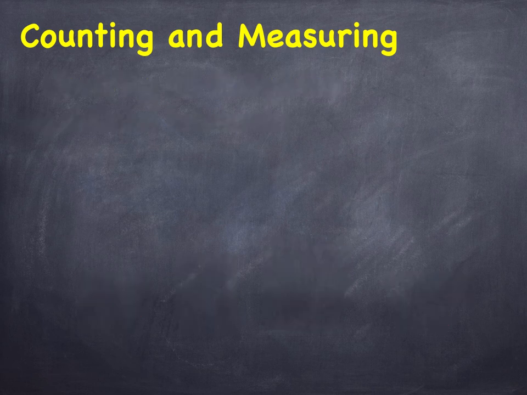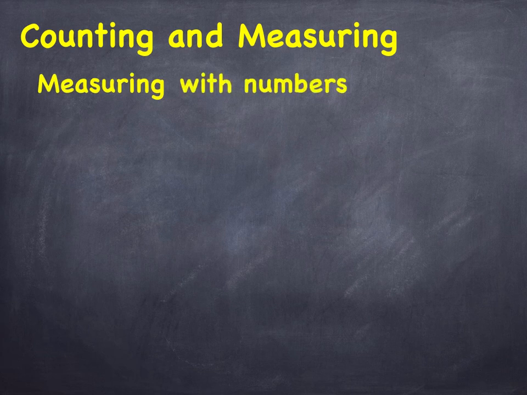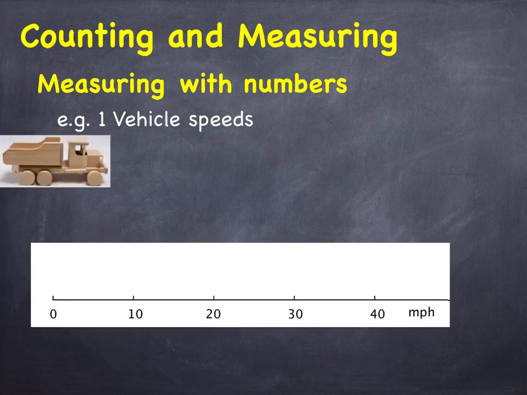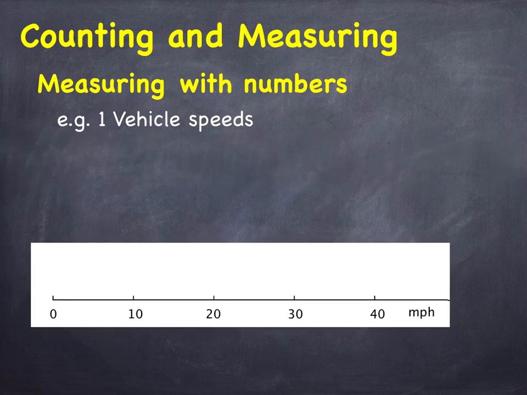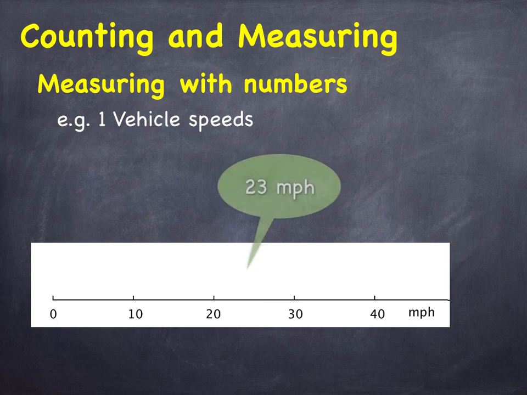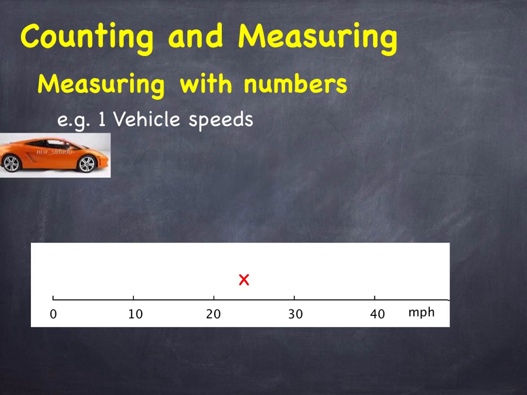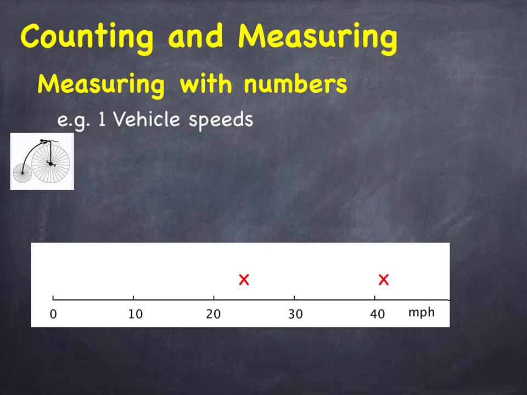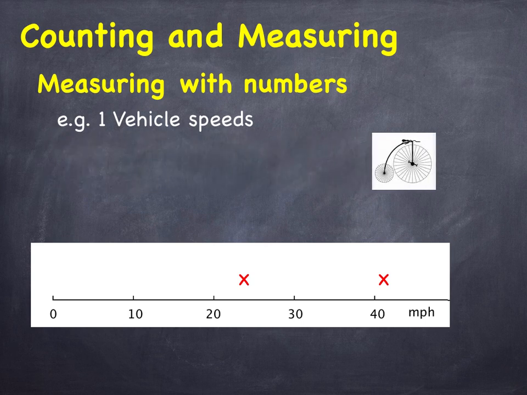But sometimes you're dealing with data that have been measured, and that's done with numbers. For example, a group of pupils measured the speeds that vehicles were travelling past the school gate. This truck trundled past at a leisurely 23 miles per hour. The sports car zips past at 41 miles per hour. And this bicycle can only manage 6 miles per hour.